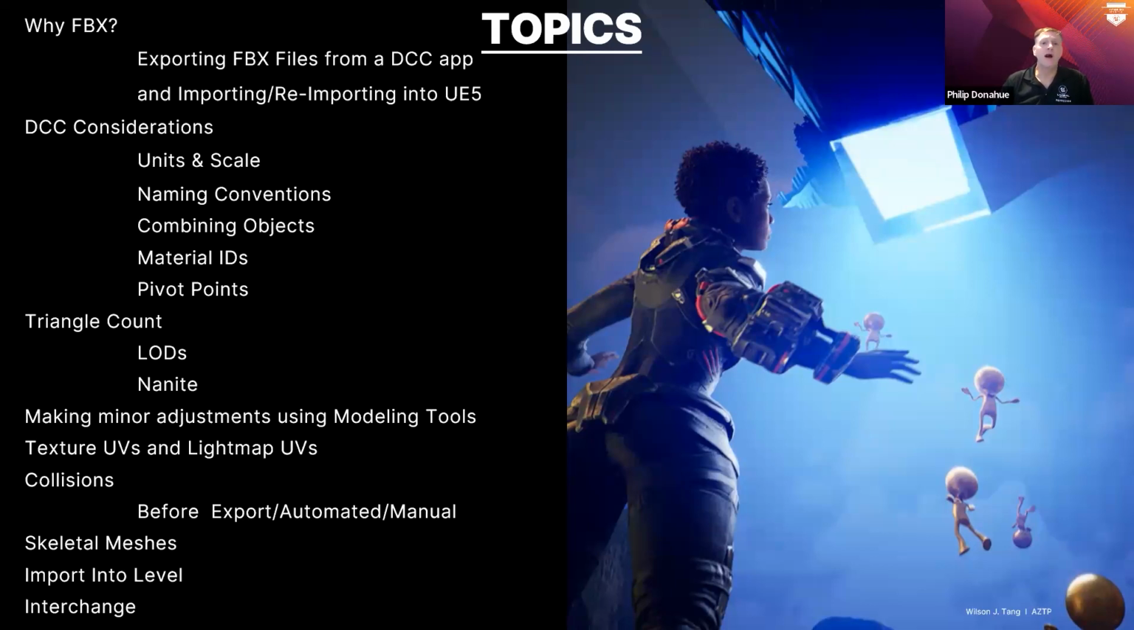Let's see. So, a quick little history on FBX. First of all, why FBX? FBX contains information on geometry, appearance, animations, collisions, and LODs, all wrapped into one. So it's really helpful. It's a really optimized file type for Unreal Engine.